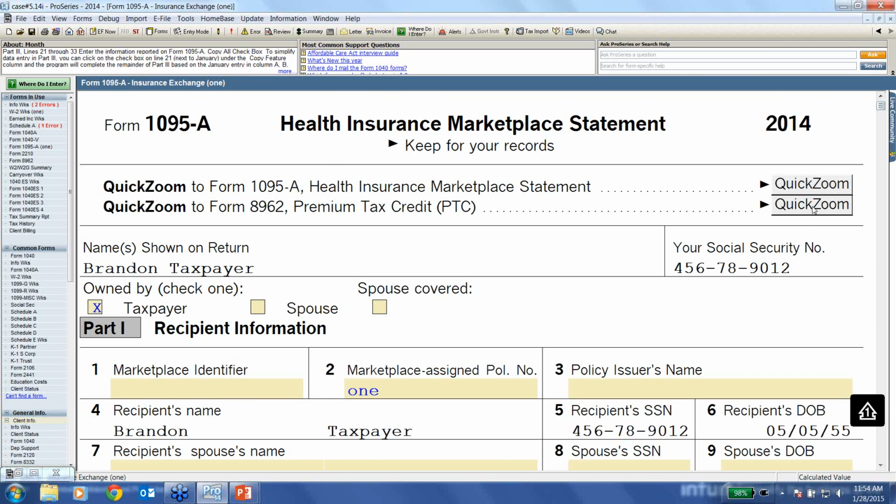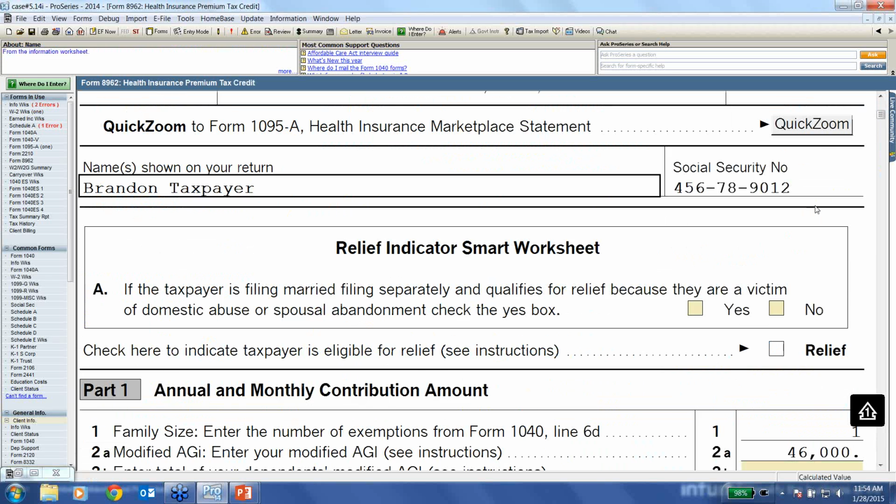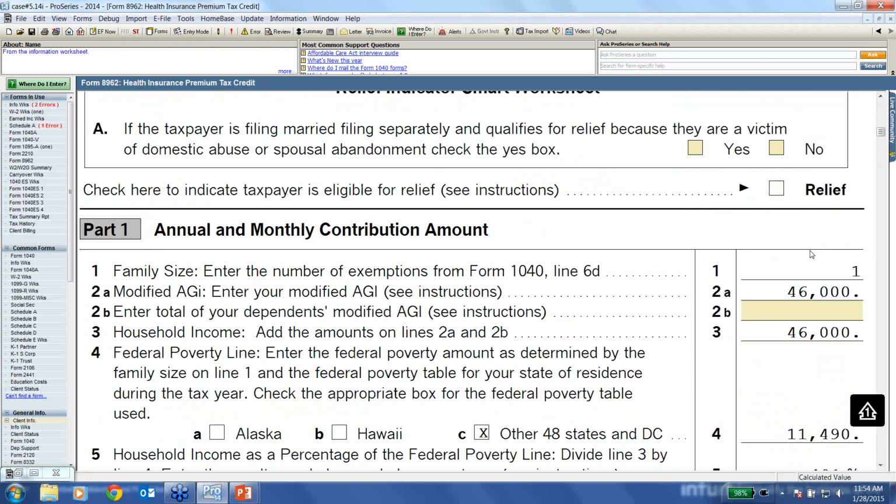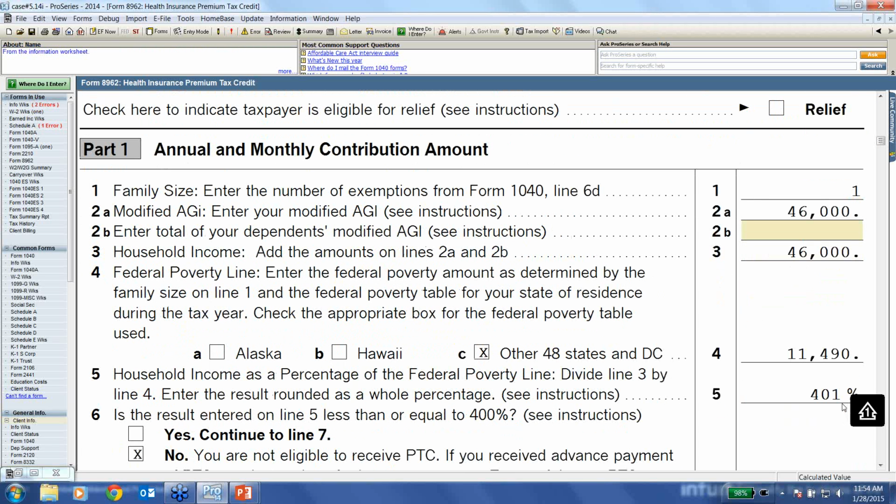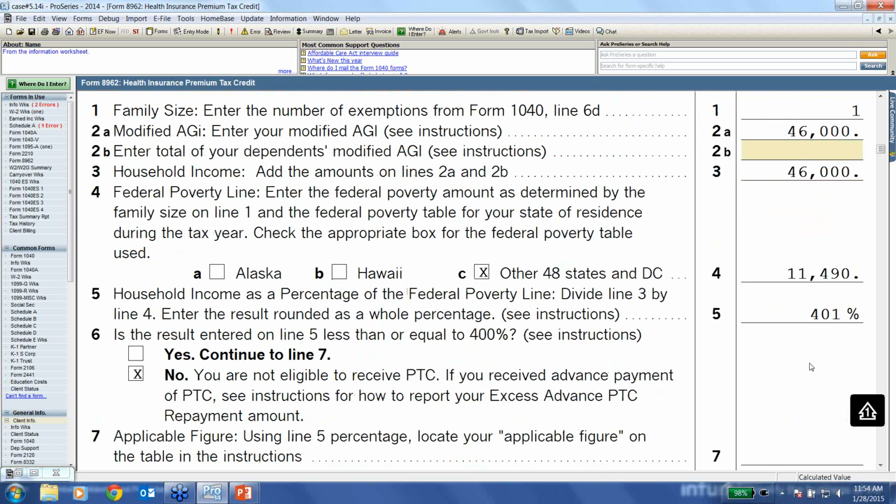Quick zoom over to the 8962. One person in the household, income $46,000. That represents 401% of the federal poverty line of $11,490. And consequently, he's not eligible to receive a credit.